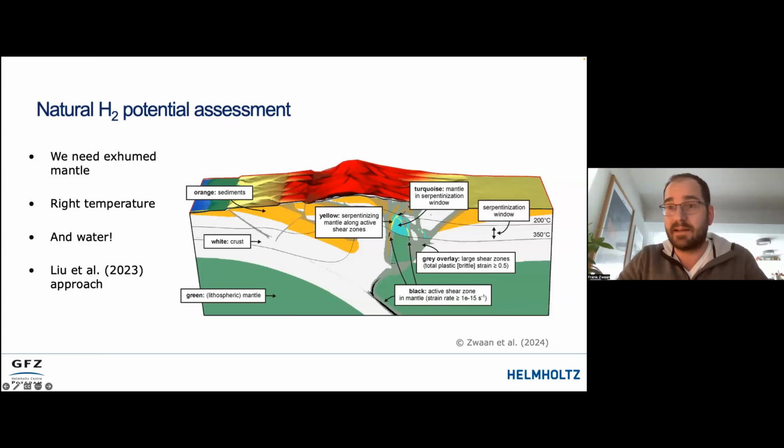And then we need to get that water there. So in a similar way, we assume that we need large faults, like are shown over here, which are active so that they are actively being opened and water can flow through. If we put that all together in this picture over here, we have this mantle that gets to the surface. We have a temperature window here in this turquoise color. And then we have in black our shear zones that go through the mantle, and the yellow part is the part of the shear zones that is in the mantle. So that's the area that would be serpentinizing and producing all the hydrogen. And that's what we're looking for.